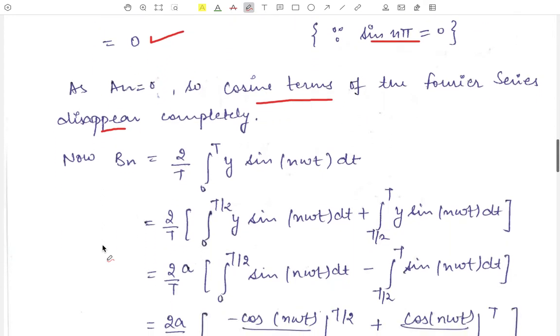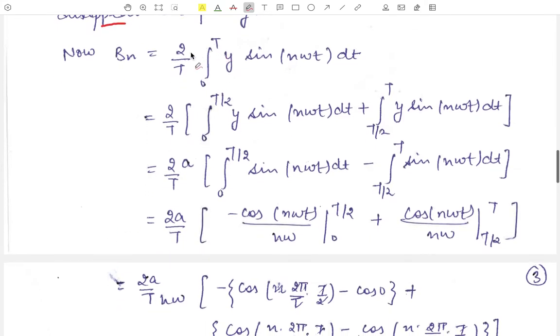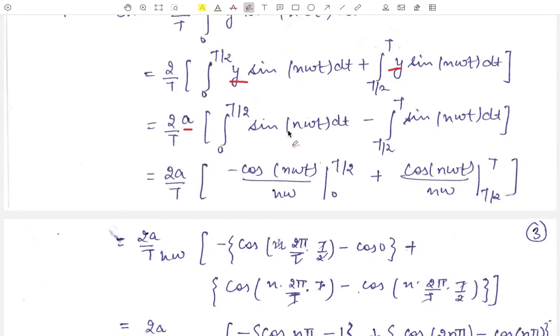Now the last one, the Fourier coefficient b_n, by definition this is 2 upon T, 0 to T, y sin n omega t dt. Again the break of limits, 0 to T/2 and T/2 to T. The value of the function y, A, is taken outside, and from here minus A, this minus and this A. Again the integration of sin n omega t is minus cos of n omega t upon n omega between the limits 0 to T/2 and here between the limits T/2 to T.